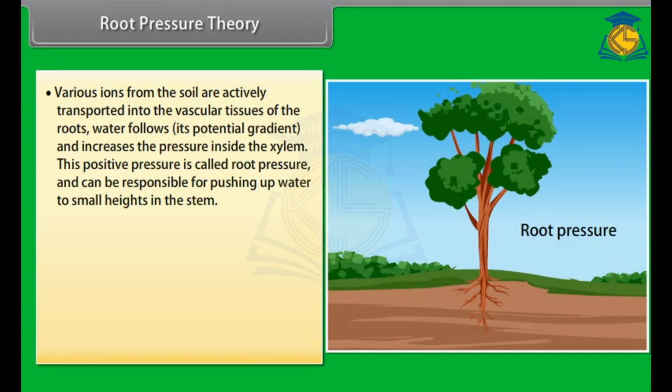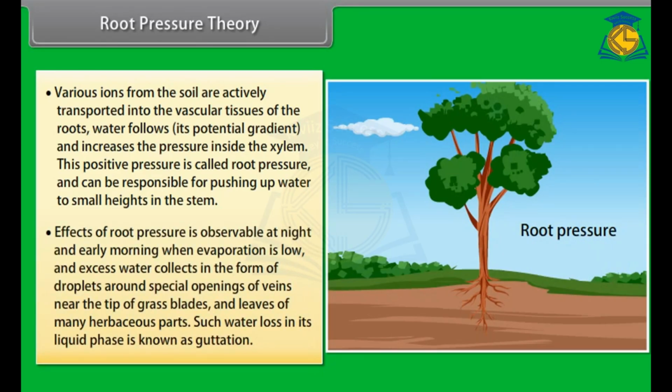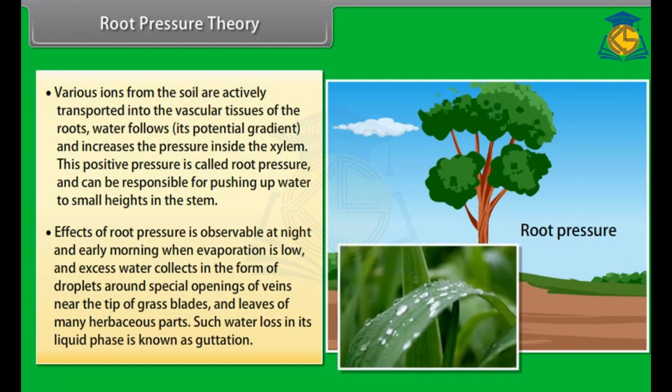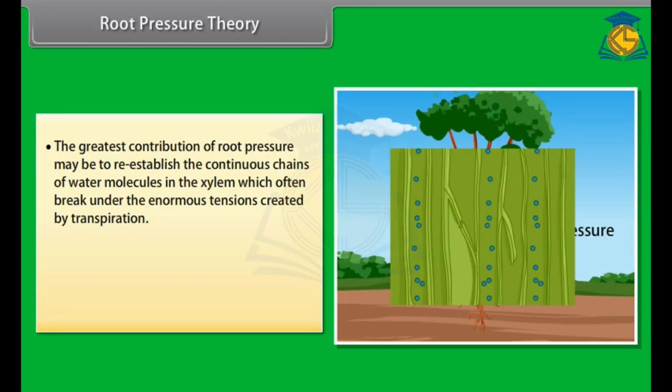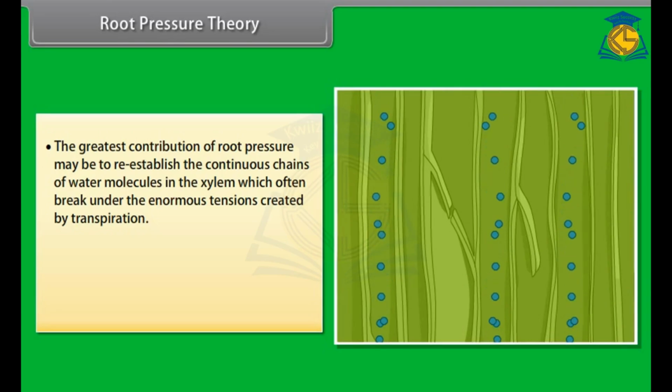Effects of root pressure are observable at night and early morning when evaporation is low and excess water collects in the form of droplets around special openings of veins near the tip of grass blades and leaves of many herbaceous plants. Such water loss in its liquid phase is known as guttation. The greatest contribution of root pressure may be to re-establish the continuous chains of water molecules in the xylem, which often break under the enormous tensions created by transpiration.